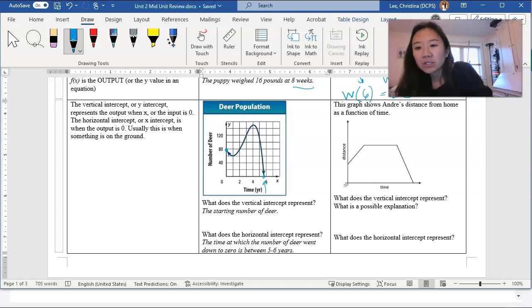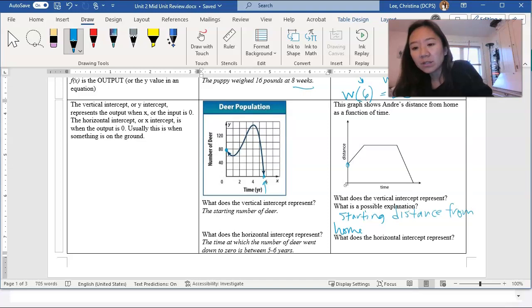This graph shows Andre's distance from home as a function of time. What does the vertical intercept represent? So here is his starting distance from home. And the possible explanation could be that he's at the store or at school or somewhere else, right?